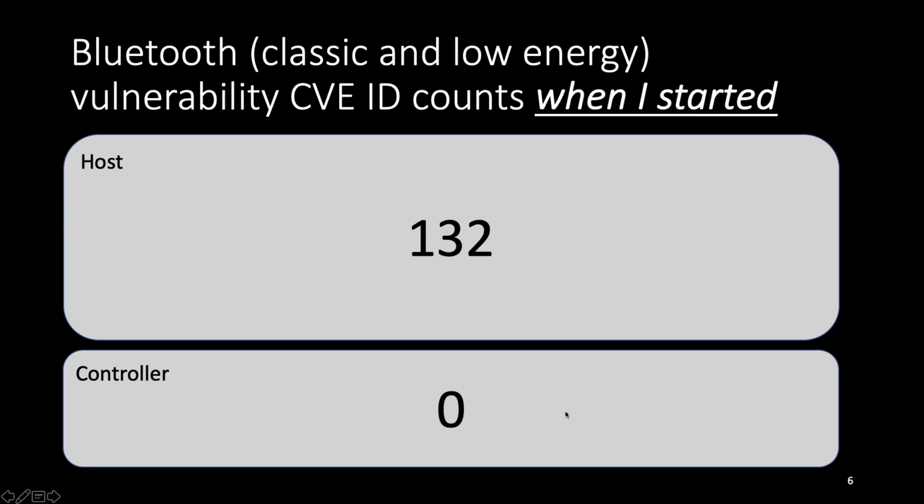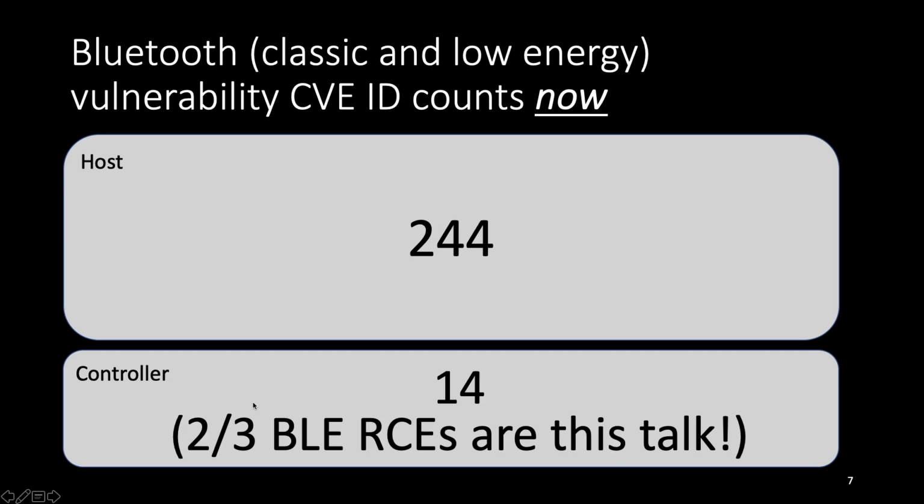When I started this research in mid-2018, there were literally zero controller-specific vulnerabilities. But now there are 14 of them, including BT Classic and BLE vulnerabilities. Out of these 14, there are only 3 proven BLE RCE vulnerabilities. The first one you have probably heard of is BleedingBit, and the other two are the vulnerabilities I am going to talk about today.